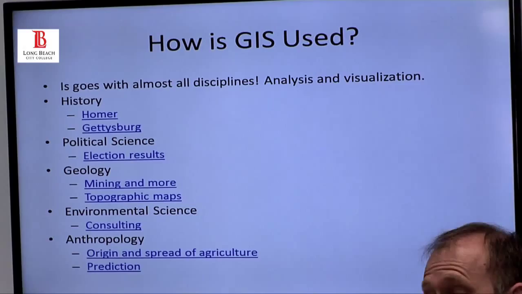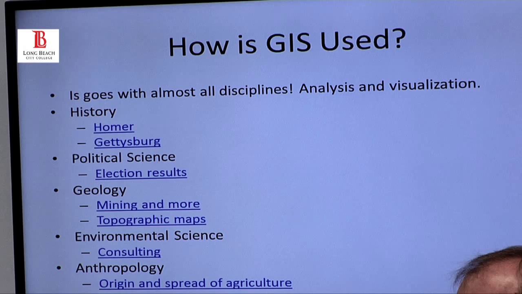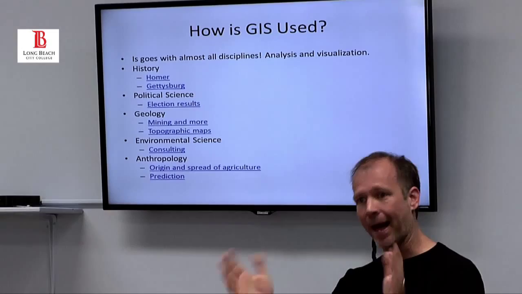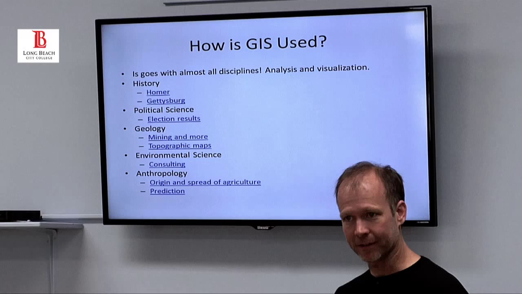Basically it goes with almost all disciplines. Anyone who has a textbook that has a map in it, well, we can tie GIS to what you're doing if you have any maps. It's good for analysis and visualization. A graph can help describe things concisely, and a map can help describe things concisely as well. But it can also be used for very powerful research and analytical purposes.